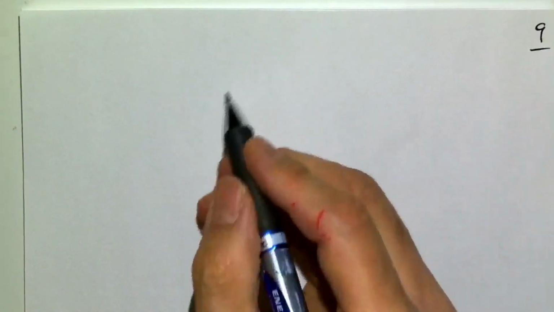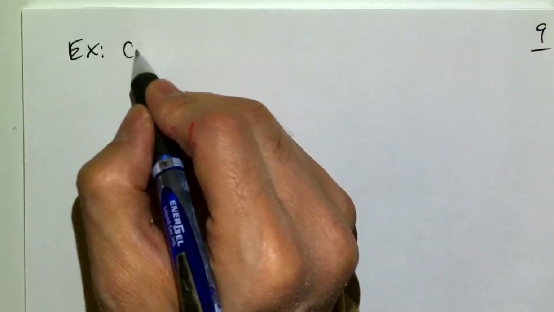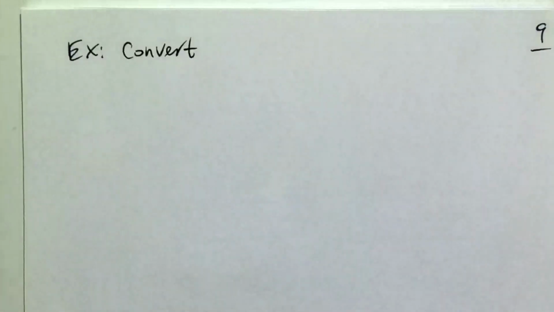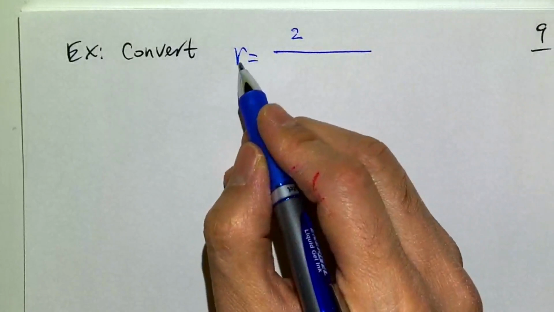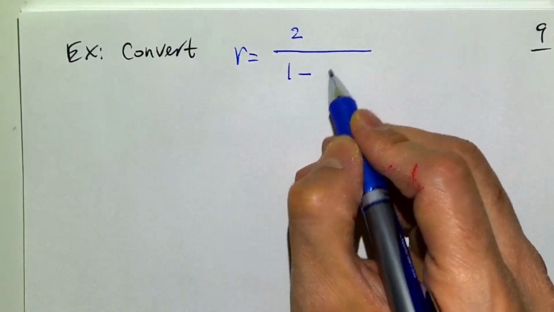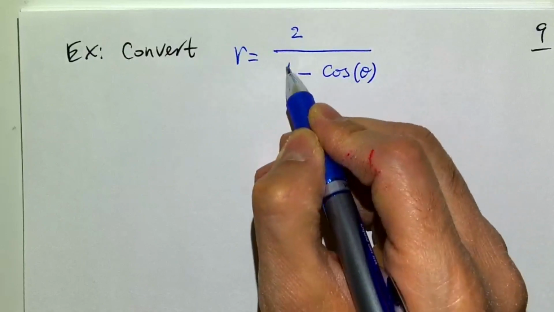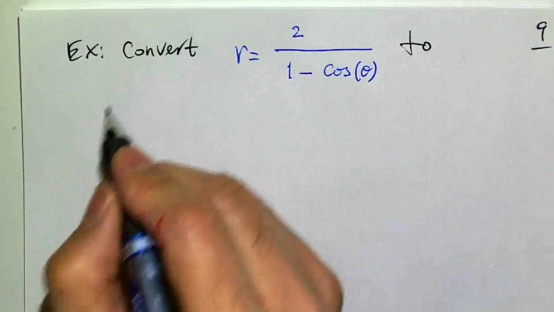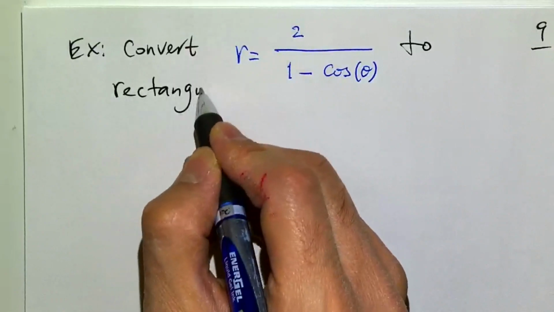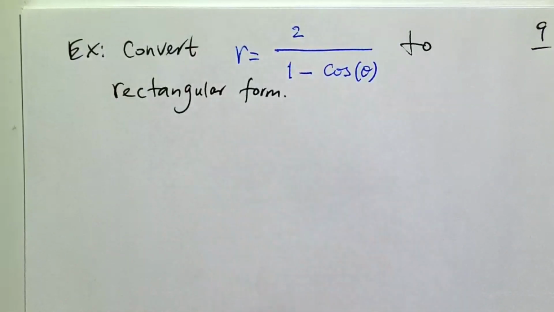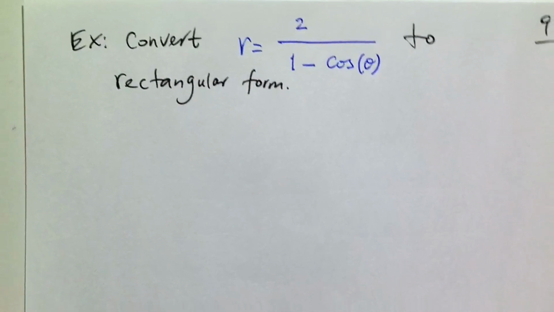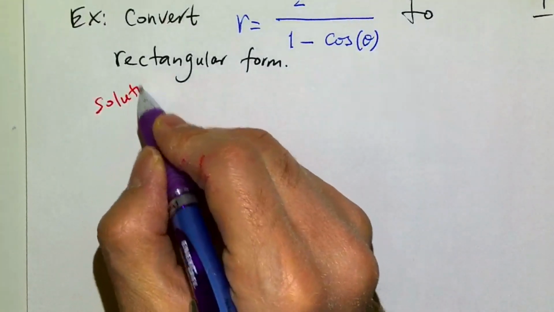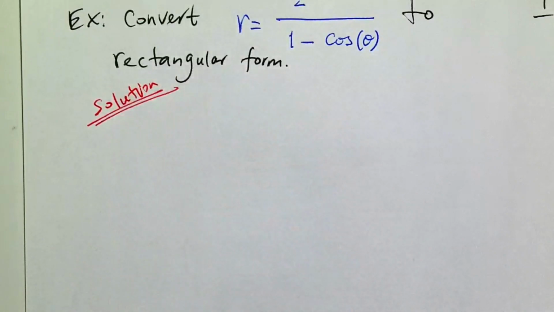And then we have another example. So let's convert this equation in polar form, r equals, so as soon as I write r, you know you have an equation in polar form, to rectangular form. Okay? So please take a few minutes, work this out on your own before you watch the rest of this solution.